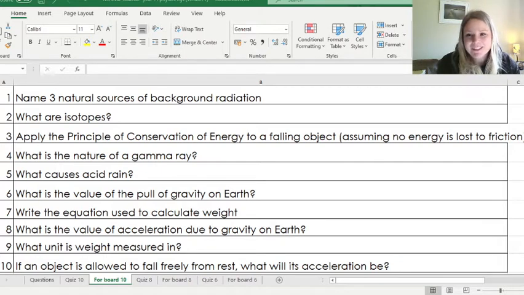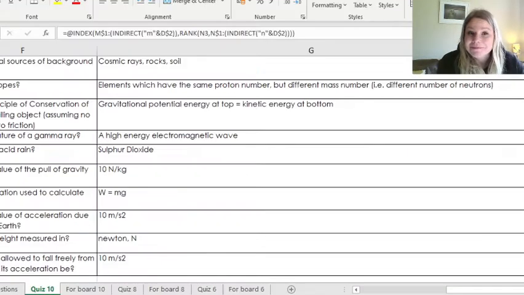Okay, retrieval roulette. So pause, answer the questions, restart once you're ready to mark them. Okay, and here's the answers. So again, pause and get those marked and corrected, and then let's get cracking on with today.